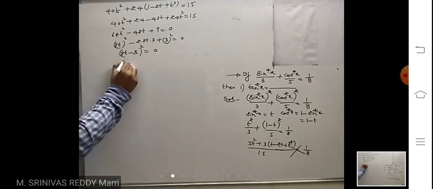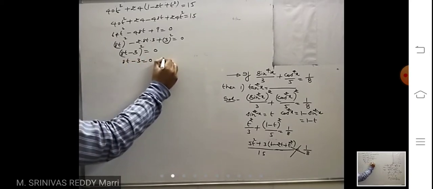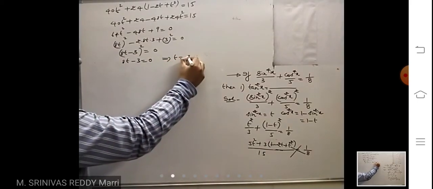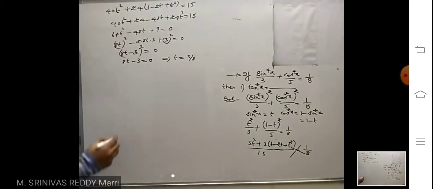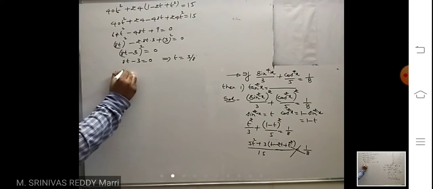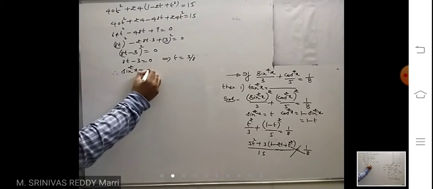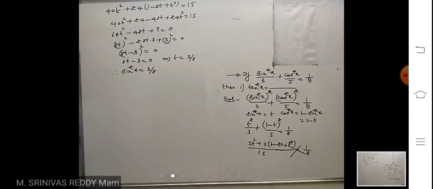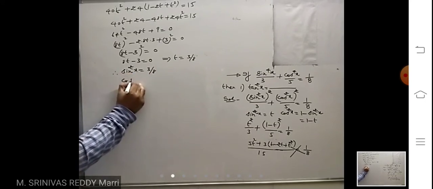This is a minus b whole square. That means 8t minus 3 equal to 0. That implies t is nothing but 3 by 8. T is what you have taken as sine square x. Therefore, sine square x is nothing but 3 by 8. You got the sine square x value, so I can calculate the cos square x value.